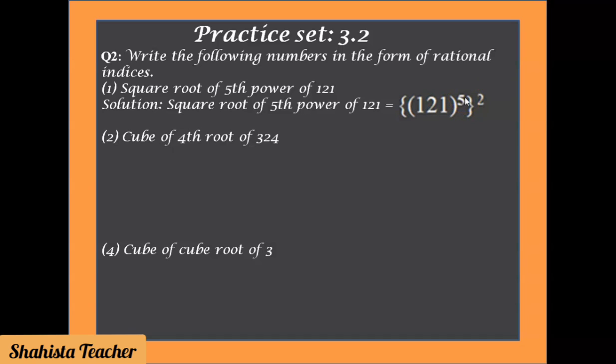121 fifth power and square root. So outside the bracket I will put here square. Is that clear? Now next sub question.